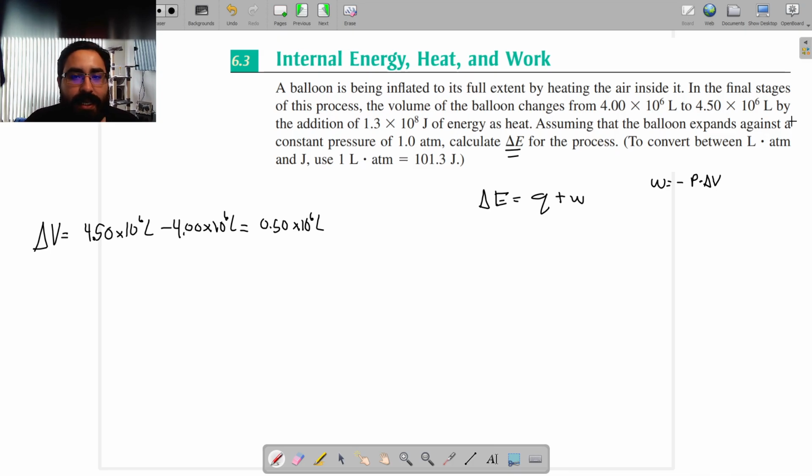And then it says the volume of the balloon changes from this by the addition of 1.3 times 10 to the 8 joules of energy as heat. And we know heat is Q. So Q is 1.3 times 10 to the 8, and the units are joules. All right, and that's energy as heat.